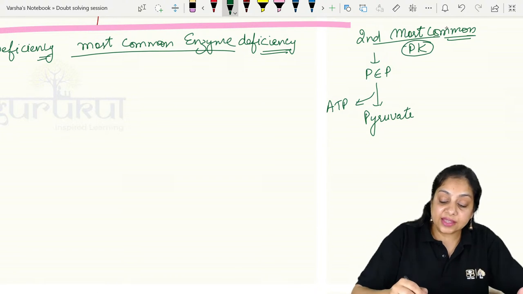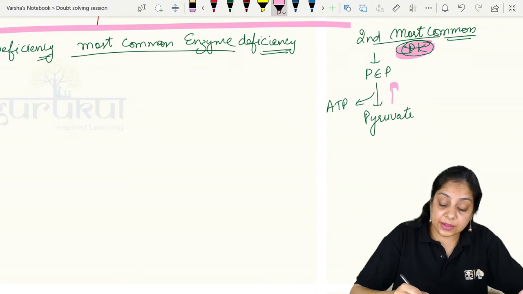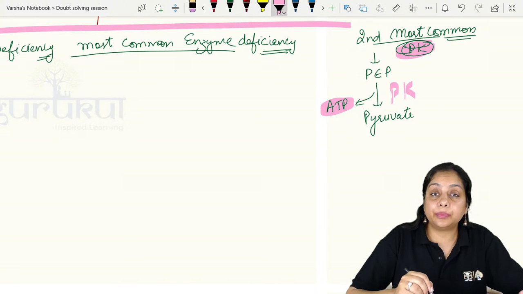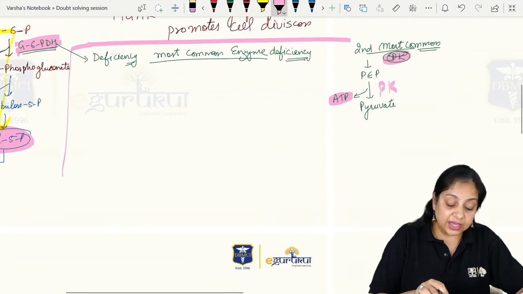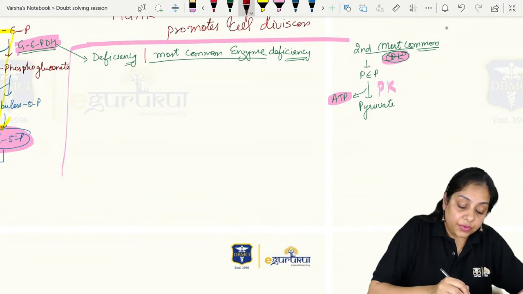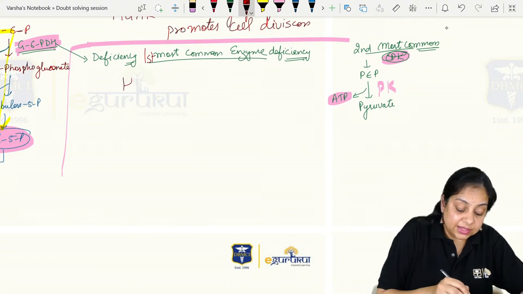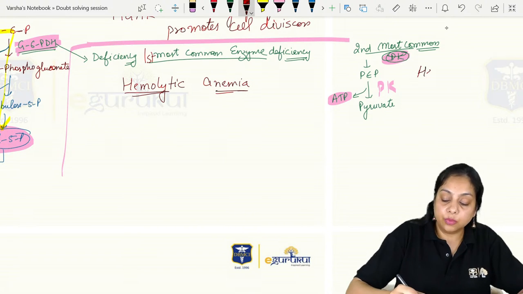I always keep saying kinase is adding the phosphate. That's what kinase does. But here is the exception. This PK is removing the phosphate, and you get one ATP. So this pyruvate kinase enzyme is the second most common, and G6PDH is the first most common enzymatic deficiency. In both cases, the patient will show hemolytic anemia.